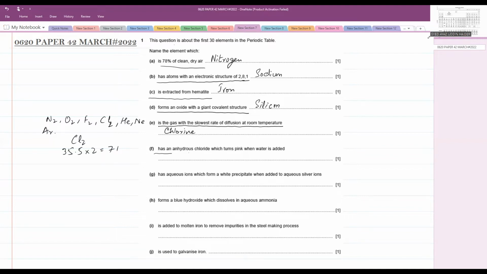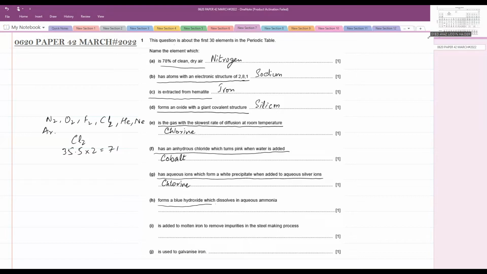F has an anhydrous chloride which turns pink when water is added. It is anhydrous cobalt chloride. It's a salt which turns pink when water is added. So you write cobalt. G has aqueous ions which form a white precipitate when added to aqueous silver ions. The answer is simple, it should be chlorine, because it is the only ion which gives a white precipitate with aqueous silver ions.